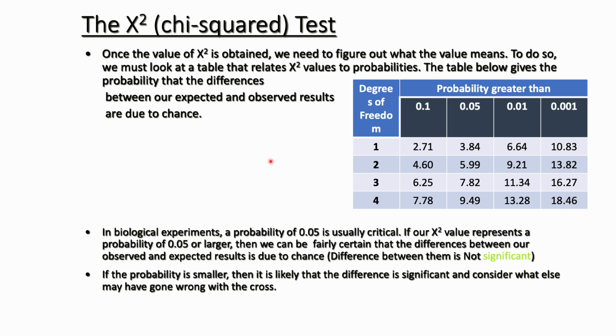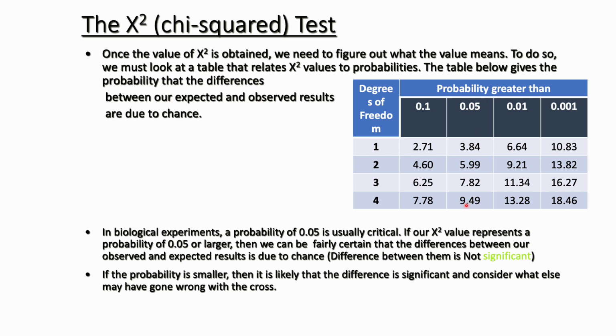All right, once you have your chi-square value, we now need to figure out what that value means. To do so, we must look at the table that relates the chi-square values to probabilities. This table is given to you. You're not calculating these, but you're going to have to use it. The table is going to give us the probability that the differences between our expected and observed results are due to chance or not. In biological experiments, a probability of 0.05 is usually critical. So this is where we would use the values under the 0.05.